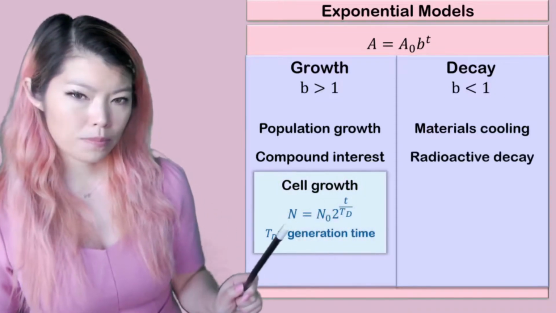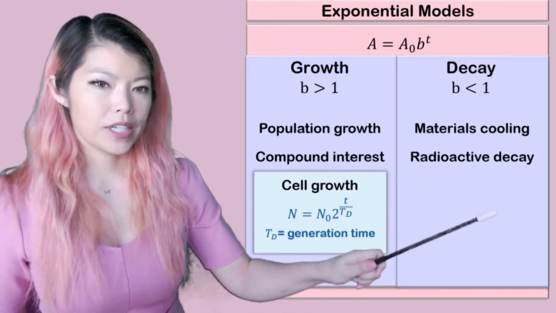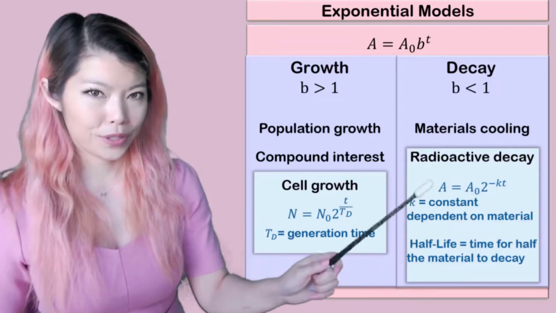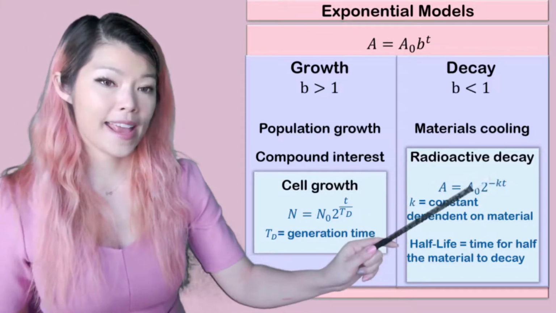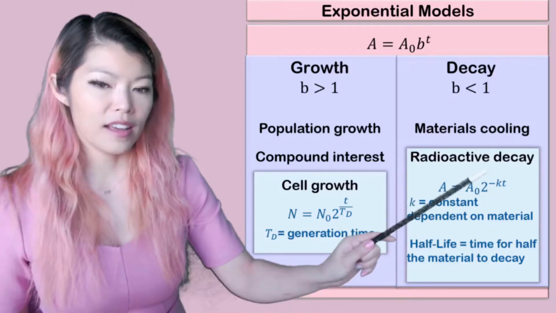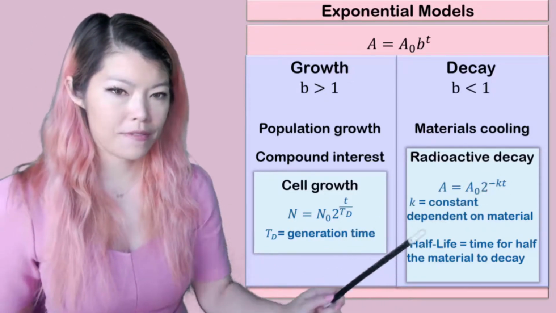Cell growth equations might look something like this. We're not going to go into this today. Radioactive decay might look like this. We're going to do an example of this today. So an amount, the original, and now we have a K there next to the t, so it's slightly different. And the K is dependent on the type of material. Different materials have different K values.